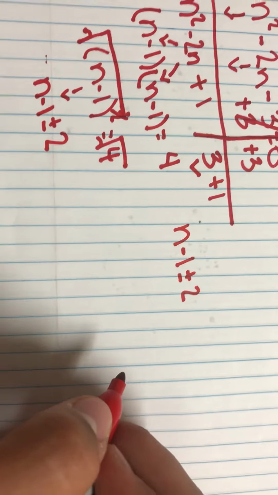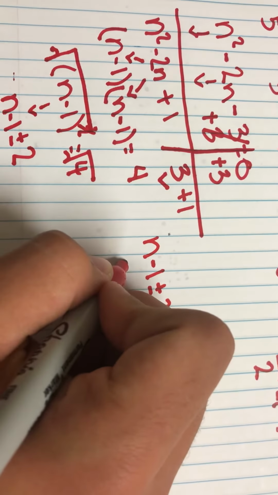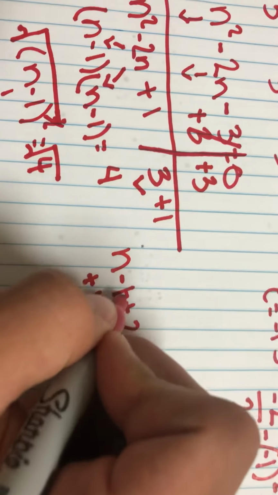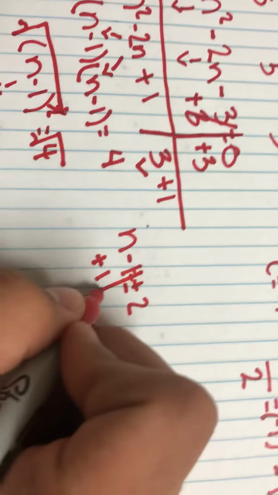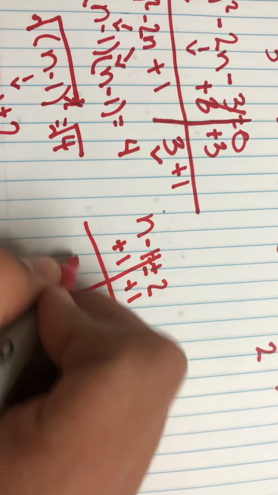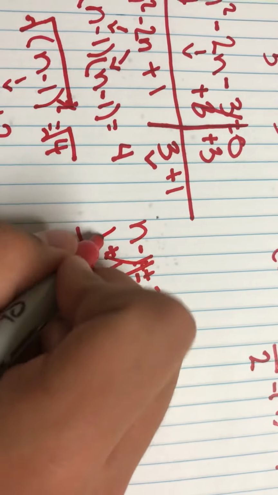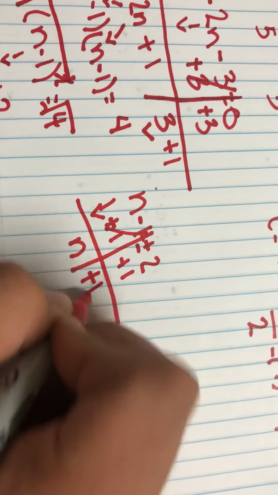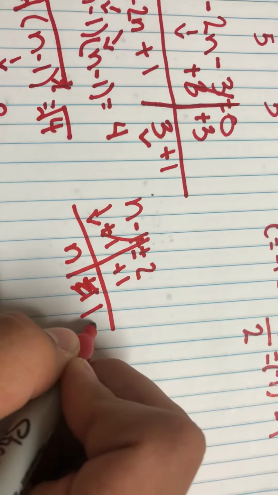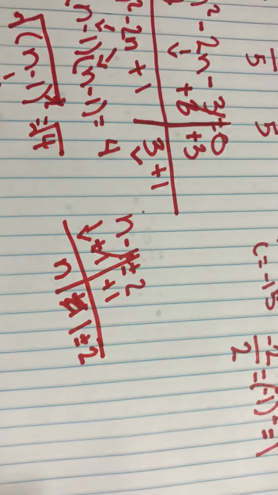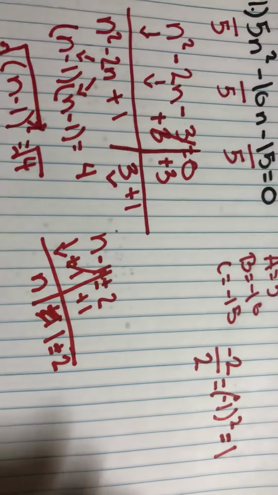To isolate the variable, we're going to add 1 to both sides. So plus 1. This would cancel out, and we'll just drop n. And on this side, it would be plus 1. 1 plus or minus 2. And from here, we're going to simplify.